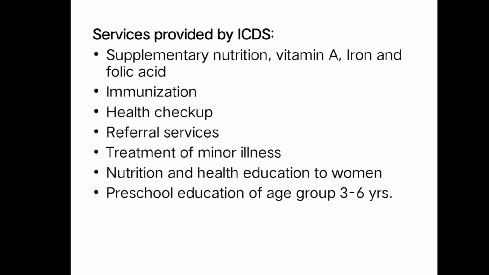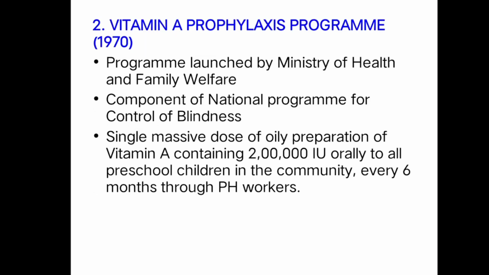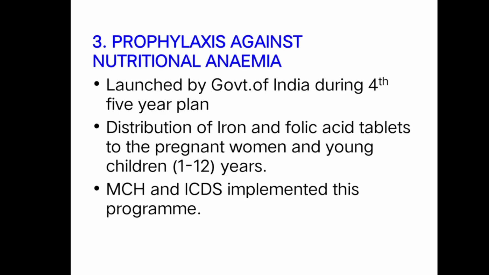Next is the vitamin A prophylaxis program. It was launched in 1970 by the Ministry of Health and Family Welfare. The main component of this program is to control blindness due to vitamin A deficiency. So a single massive dose of oily preparation of vitamin A containing 2 lakh international units is given orally to all preschool children in a mandatory pattern.